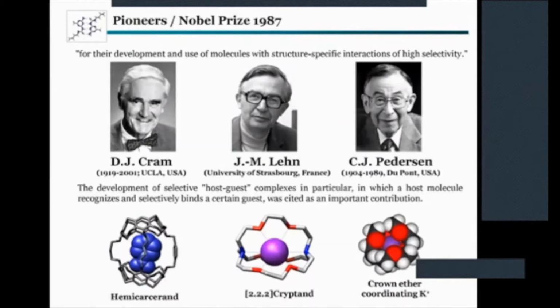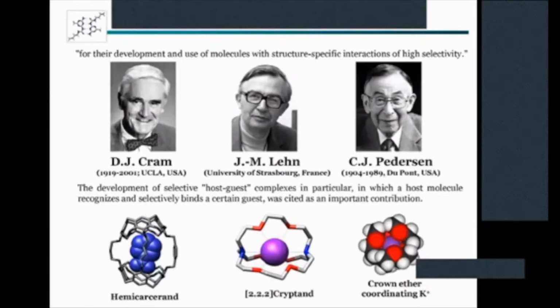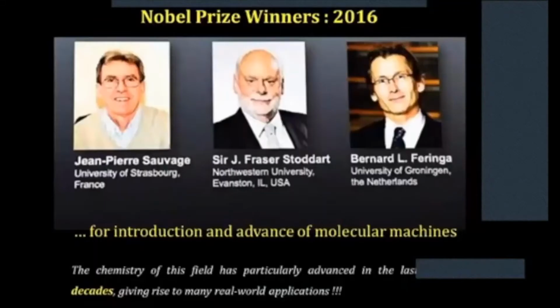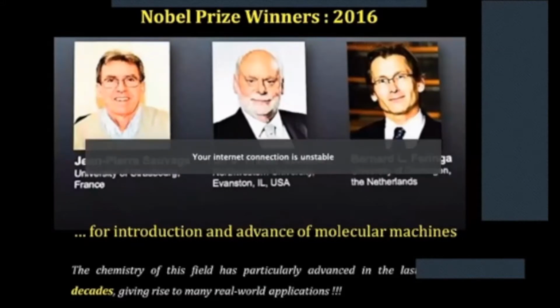In particular, it is for C.J. Pedersen, who came out with a crown ether coordinating with potassium, which is an important contribution. Subsequently, after three decades, this chemistry again won a Nobel Prize in 2016, by Professor Jean-Pierre Sauvage from France, J. Fraser Stoddart from USA, and Bernard L. Feringa from Netherlands for the design and synthesis of molecular machines.